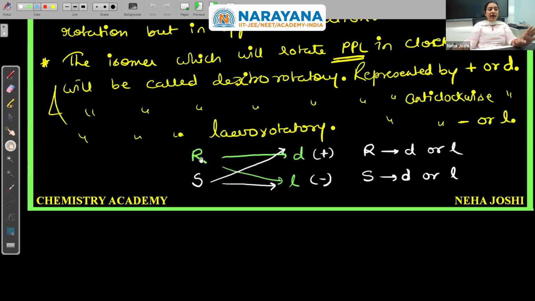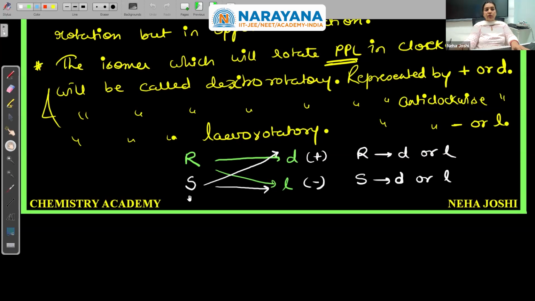And there is nothing like R has to be dextro or R has to be levo. It is simply a 50-50 probability. R can be dextro, R can be levo. S can be dextro, S can be levo. Is that absolutely okay?